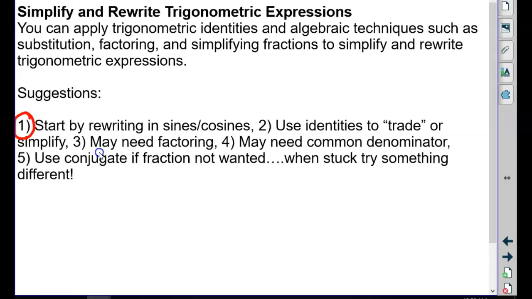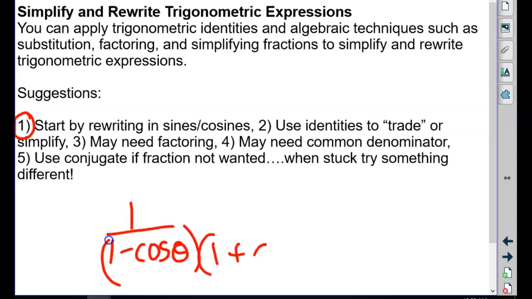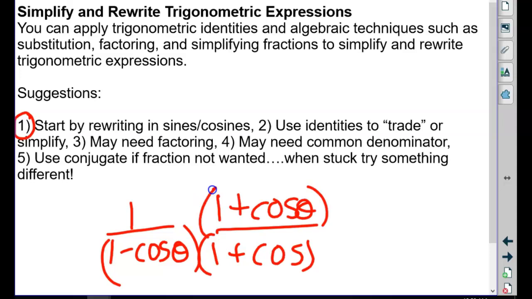Unfortunately, you may need to use some factoring, or even more unfortunately, you may need to get a common denominator, which is not everybody's favorite. And you can use a conjugate if a fraction is not wanted. For example, if you had 1 minus cosine, what is the conjugate of that, guys? 1 plus cosine over 1 plus cosine. Remember, the conjugate means you change the sign in the middle.